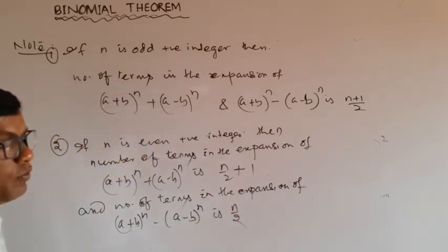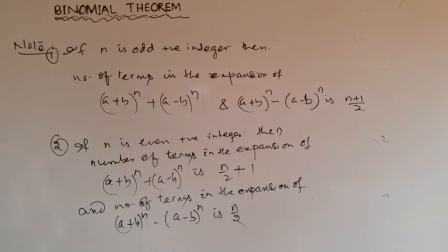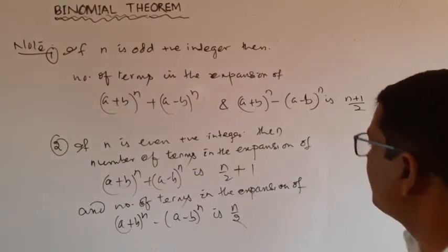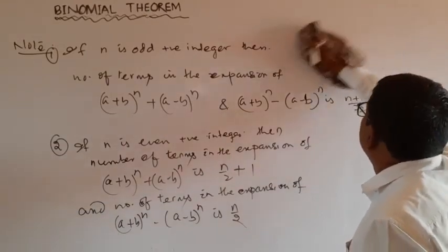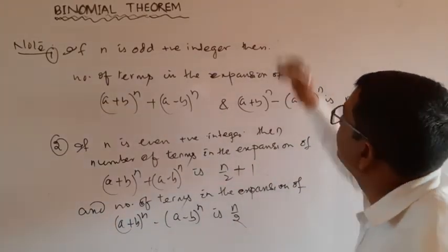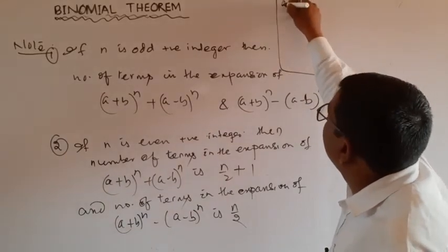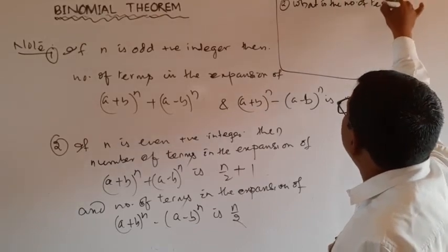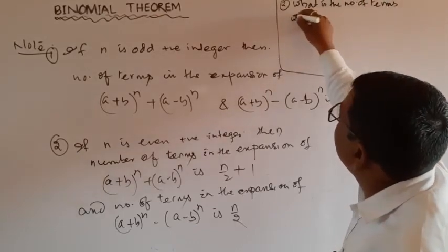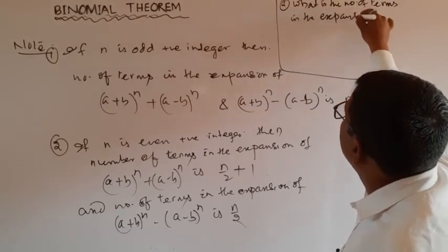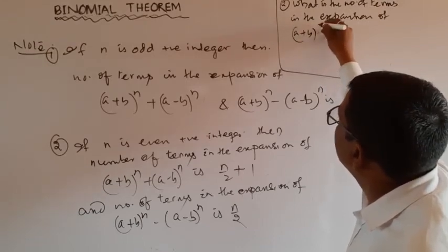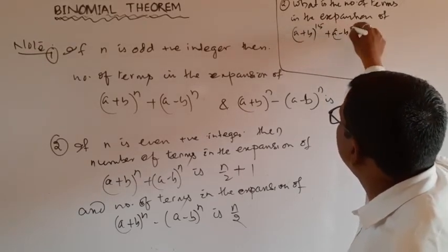Now some questions regarding this concept. What is the number of terms in the expansion of a plus b whole to the power 15 plus a minus b whole to the power 15?